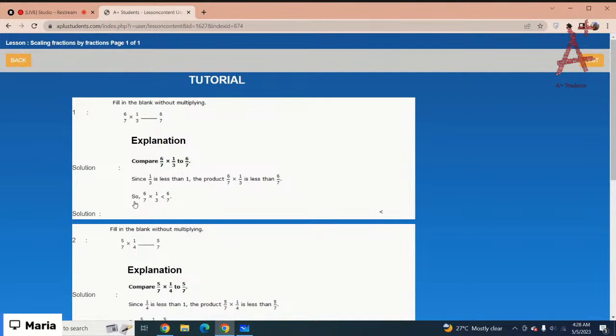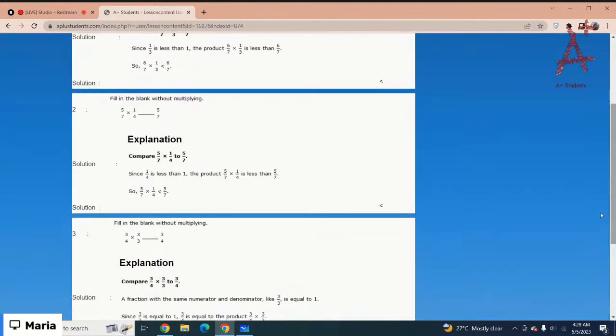Basically, you have to compare the fractions, but you don't have to multiply. Fill in the blanks without multiplying, you just have to answer. Just look at this one, 5 by 7 times 1 by 4, and you have to compare it to 5 by 7. 1 by 4 is less than 1. So when you multiply 5 by 7 by a number that is less than 1, it is less than 5 over 7.